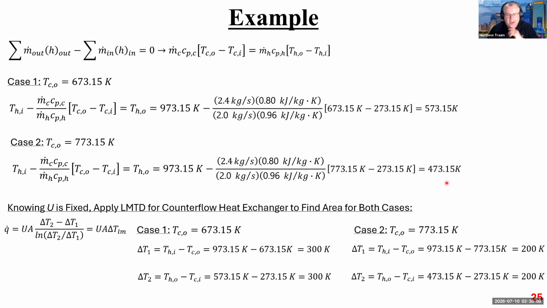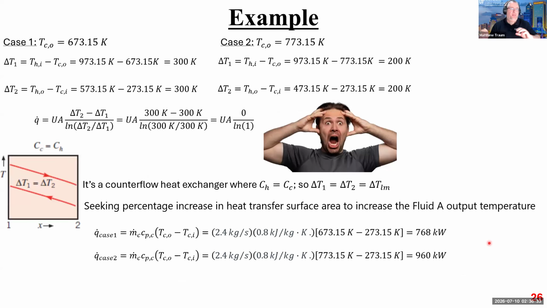Oh, okay. Case two, same story, right? So I'm just going to plug in my known 473 Kelvin, which is my TH out for case two. It's right here. And I go through and I end up getting 200 Kelvin as my delta T1 and my delta T2, right? Alarm bell should be going off now because those temperatures should not be the same. If they are, I need to do something special. But I'm going to assume that I don't know that yet. I'm just going to make my way through and we will see what happens, right? So I now have my delta T1 for case one, my delta T2 for case one, my delta T1 for case two, my delta T2 for case two.